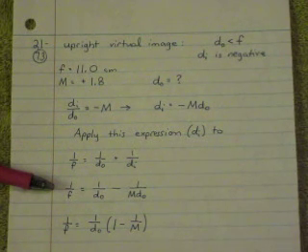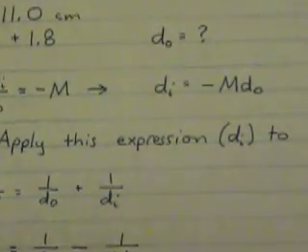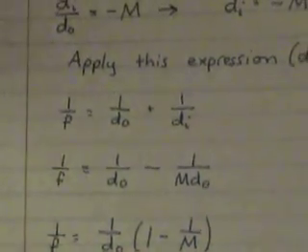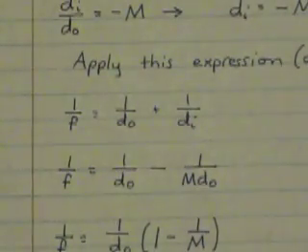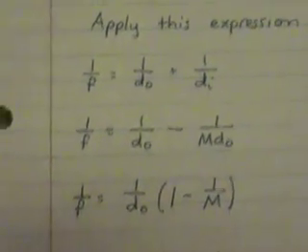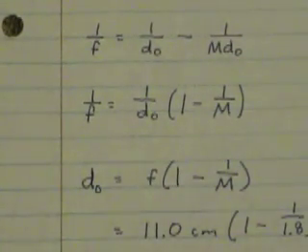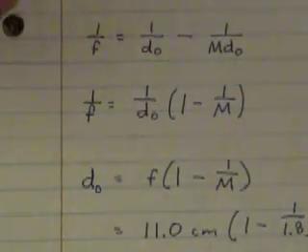So di is replaced with, hold on, just zoom in a bit here. di is replaced with -m do. We do some algebra there. I would factor out 1 over do. And that gives 1 over do times 1 minus 1 over m. Solve that algebraically for do, and we get do is f times 1 minus 1 over m.